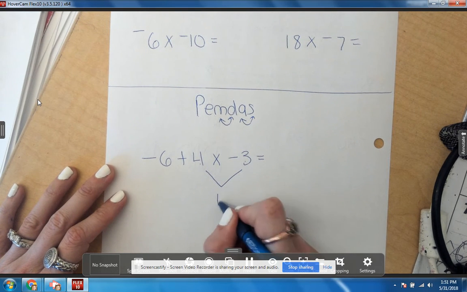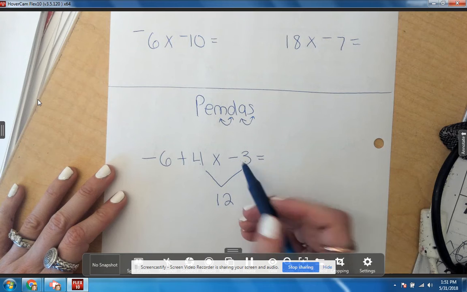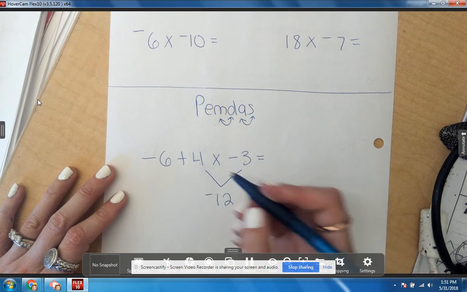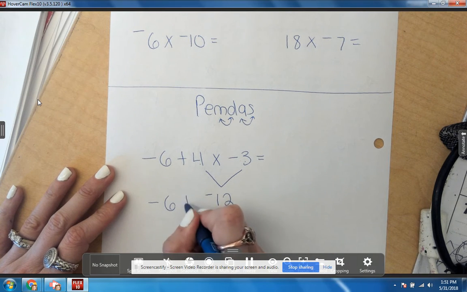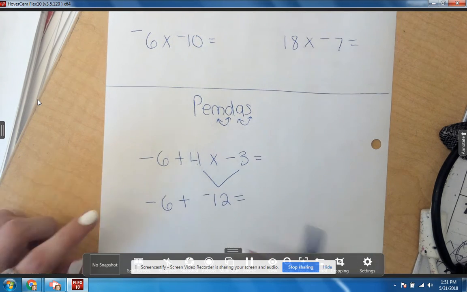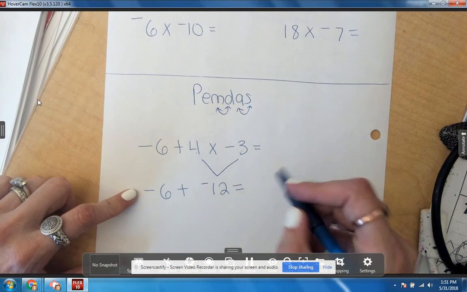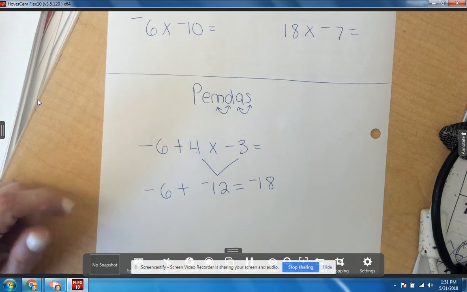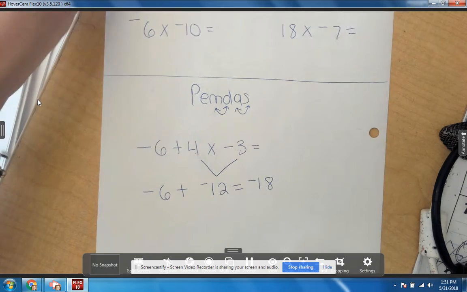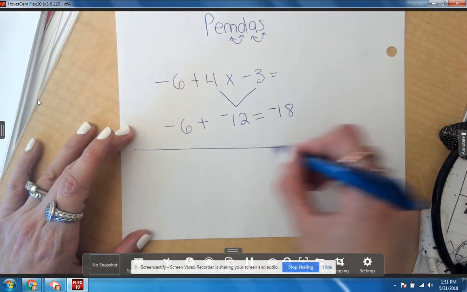4 times 3 is 12. One number is negative, so negative 12. Now I'm going to bring down this part. Negative 6 plus negative 12. Now you do your addition rules. Your addition rules are, if it's a negative plus a negative, add and keep it negative. So negative 18. Okay? You guys try these 4.